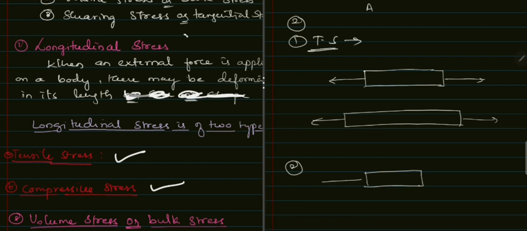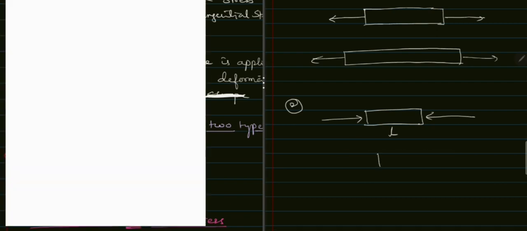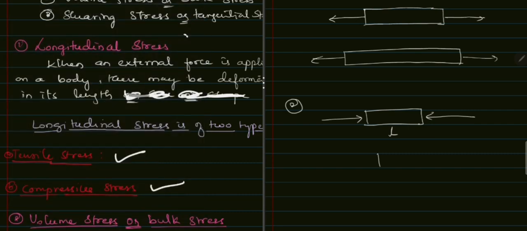It means we are applying a force in the opposite direction, and that may change its length after applying the force in a decreasing order. See here, this is the original length of the body. After applying a force, the body may decrease its length. Delta L decreases. So that is called compressive stress.